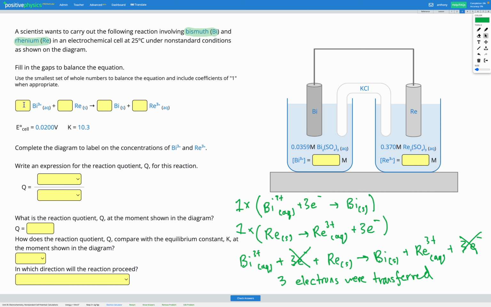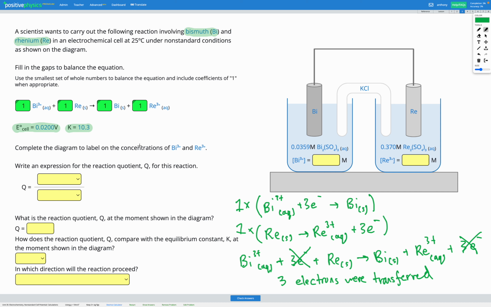So we can go ahead and fill this in now. We just have one of each of these to balance this equation. Okay, so there's our balanced equation. We've also been given E0 cell, the standard cell potential, if we were under standard conditions with 1 molar solutions, and we've been given K is 10.3.